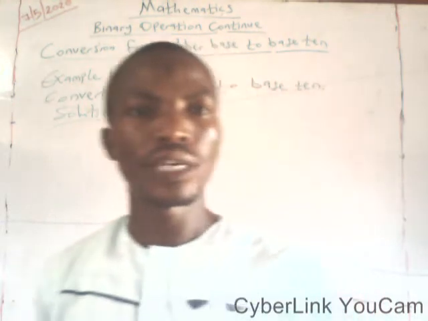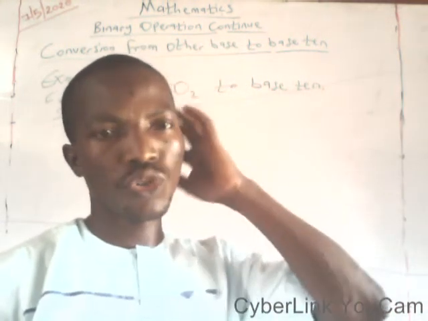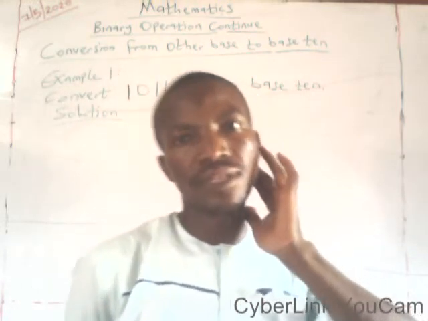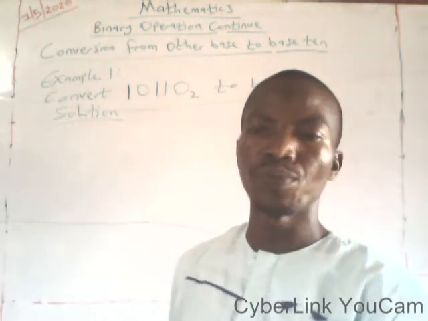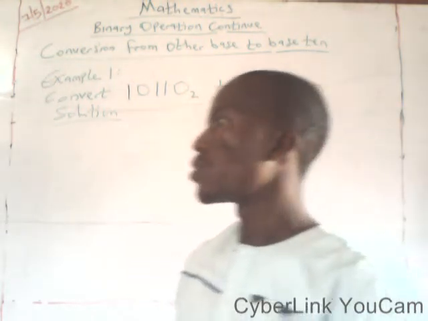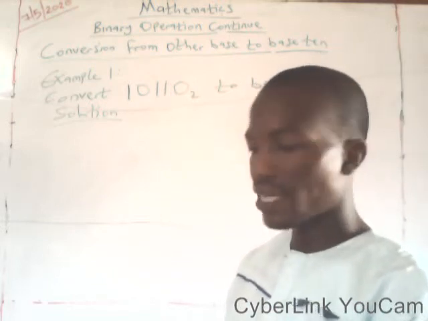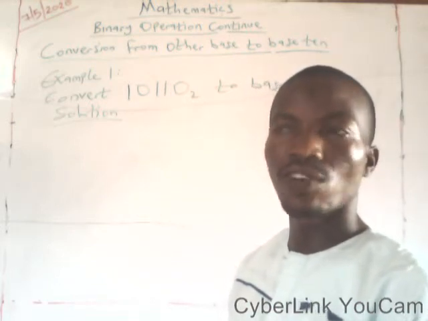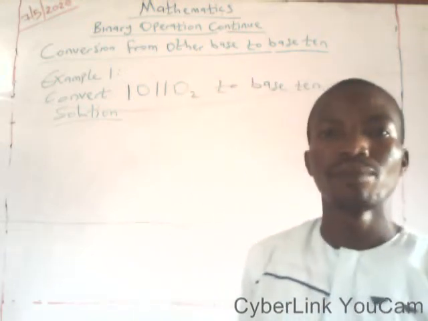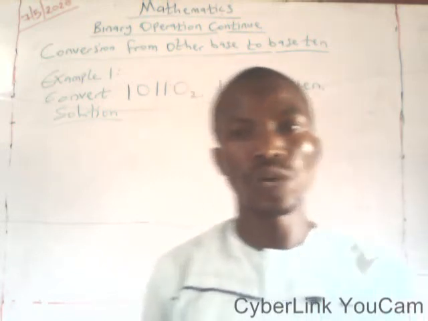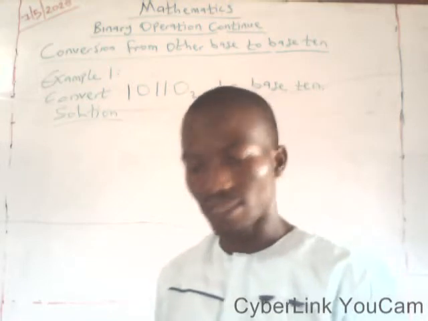Now the second episode of binary operation that we are about to continue. It has to do with conversion from other base to base 10. As I said in the first class, any number written without any indication of base is automatically in base 10, and at the same time base 10 can as well be referred to as denary. Please note that at the back of your mind.